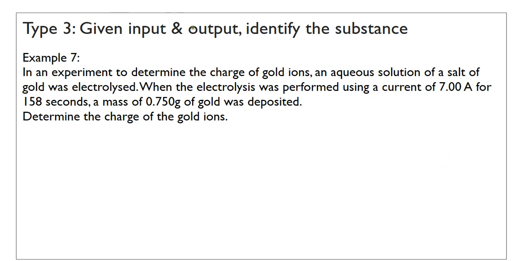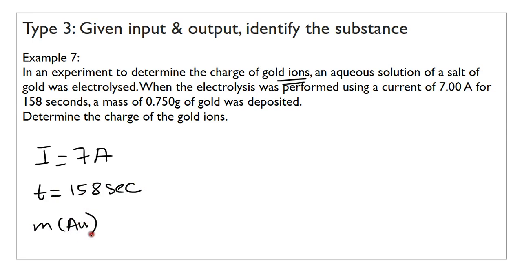In an experiment to determine the charge of gold ions, an aqueous solution of a salt of gold was electrolyzed. When the electrolysis was performed using a current of 7 amps, so you have the current, for 158 seconds, you're given the mass of gold, 0.750 grams. You have to find the charge of the gold ion.